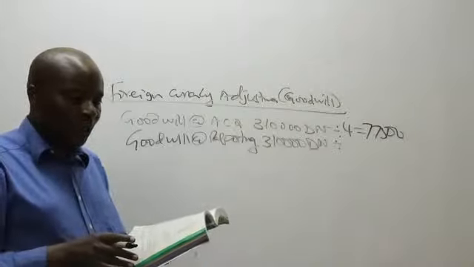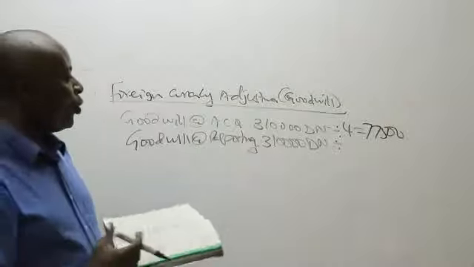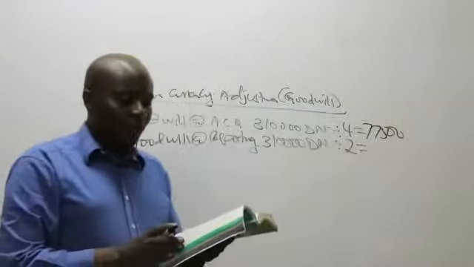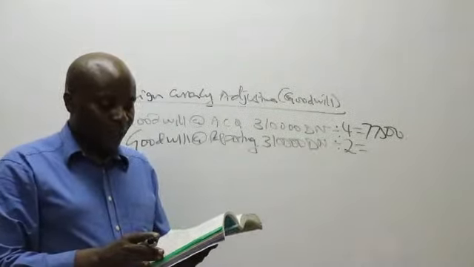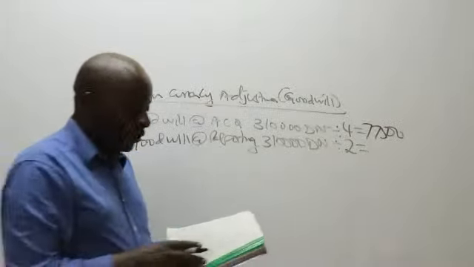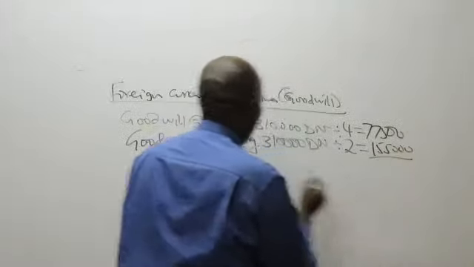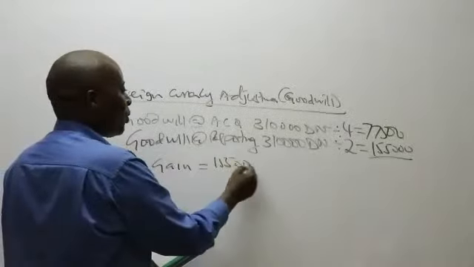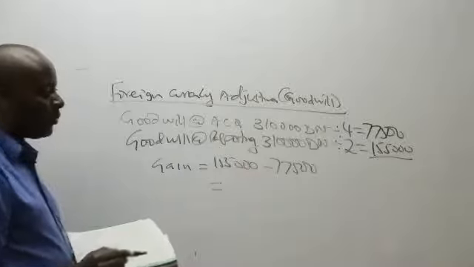Which rate should I use? Thank you. So could you kindly then divide for me very first. They are telling me, mwalimu, it is 155,000. So please come and give me the gain there. So the gain will be 155,000 minus 77,500, which will end up giving me what figure, somebody there?